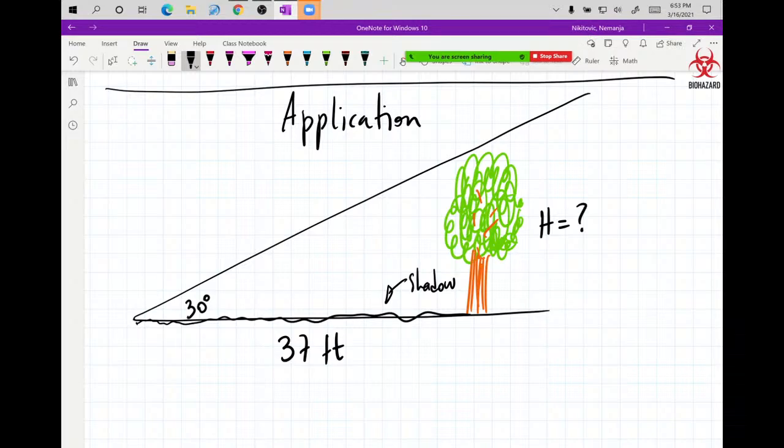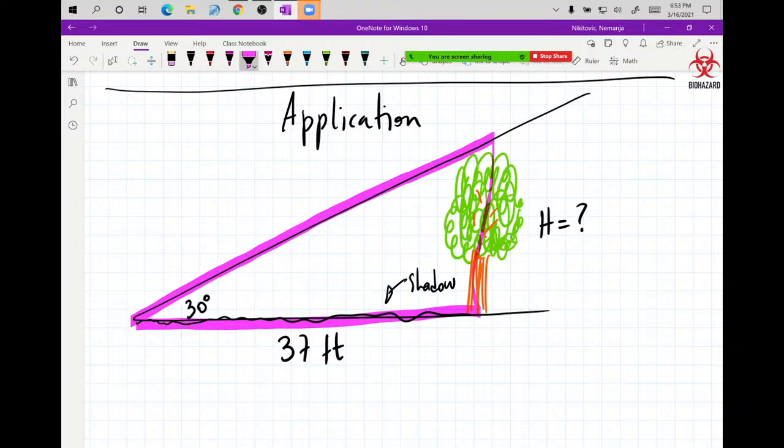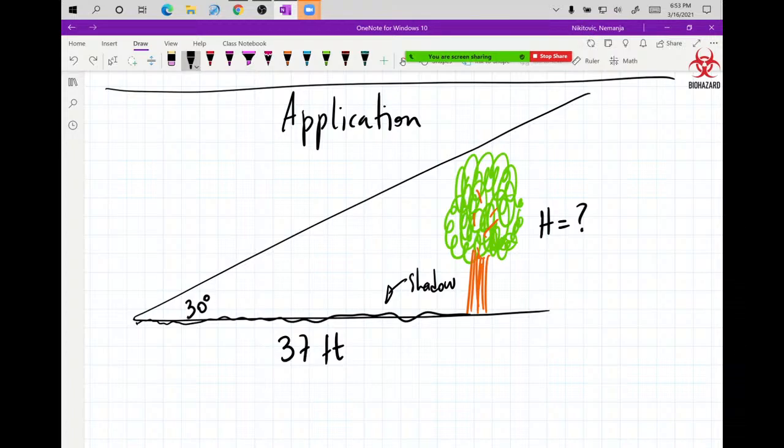Do we all see a right triangle over here? Yes, right? So there is a right triangle through the middle of the tree to the ray going down. That is a right triangle. And now, when you know that your angle is 30 degrees there, what is the name for the 37 side? Is it opposite, adjacent, or hypotenuse?